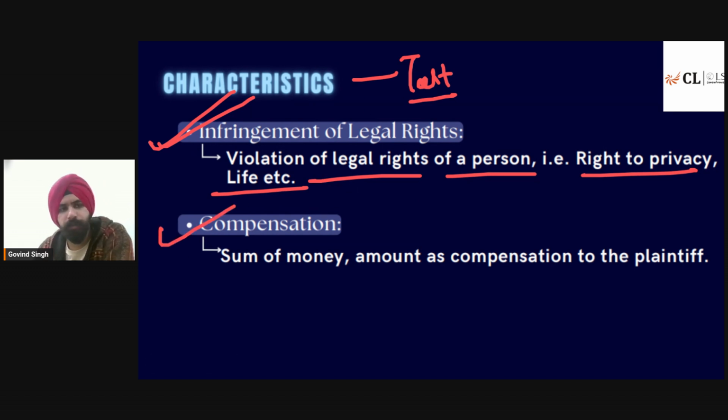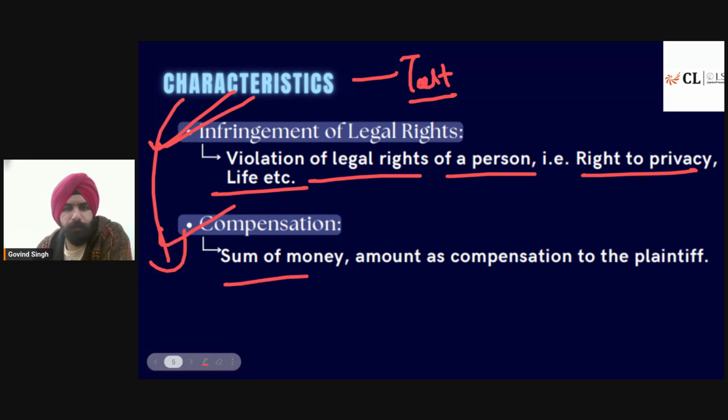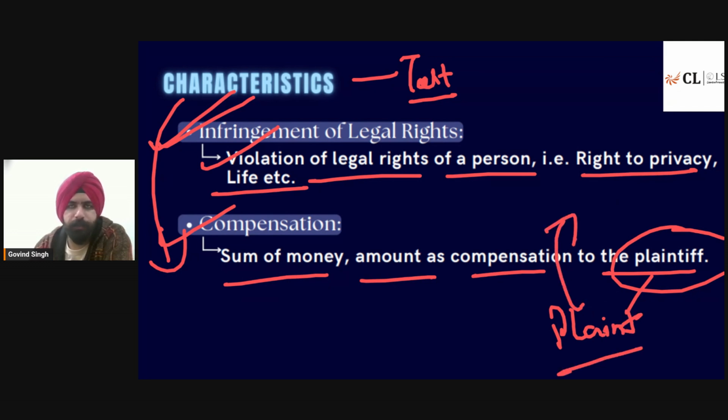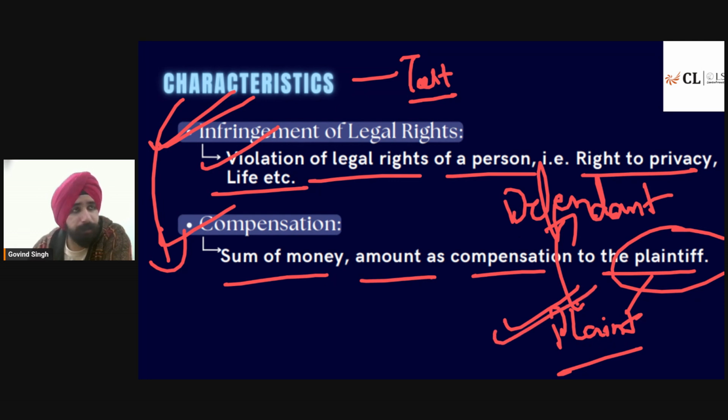Then another characteristic is that compensation is involved. It's a sum of money as compensation to the plaintiff. Who is a plaintiff? The person who has suffered that injury, whose right has been violated. So a plaintiff is someone who complains, who takes the plaint ahead. जो प्लेंट फाइल करता है, that is the plaintiff, and जो उस प्लेंट को डिफेंड करता है, that means a person who defends his case that मैंने ऐसा नहीं किया, that person is called a defendant. So the plaintiff is the one who complains or takes the plaint to the court, and the defendant is the one who defends that plaint. Simple.